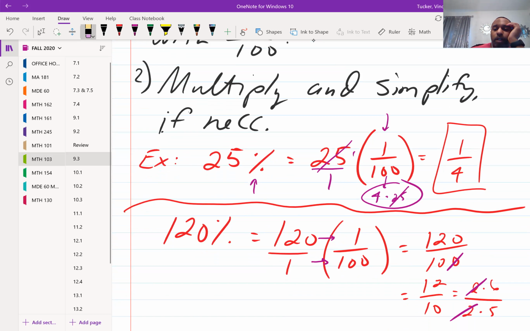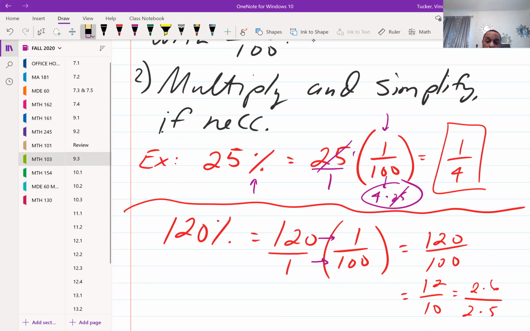So on the next one, I actually just went ahead and multiplied across. Once again, doesn't matter which way you do it. I just did them both ways so you can see it worked out both ways if you haven't seen it in a while or whatever. So we have 120%. Once again, you replace that percent with 1 over 100.